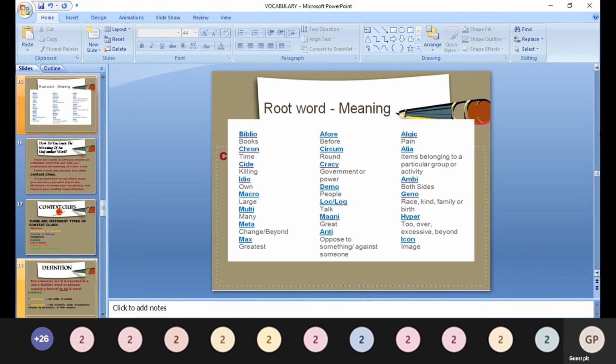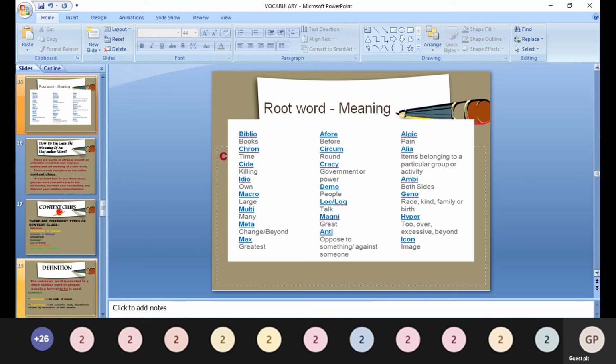Now there are so many words here with the root word, and this is how you find the meaning. Biblio means books. Chron means time, as in chronicles and chronological. Side means killing, as in suicide, pesticide. Idiosyncrasy, someone's own way of strange behavior. Macro means large. Multi means many. Meta means change, as in metamorphosis, that is a change. Maximum, great. Afore means before.